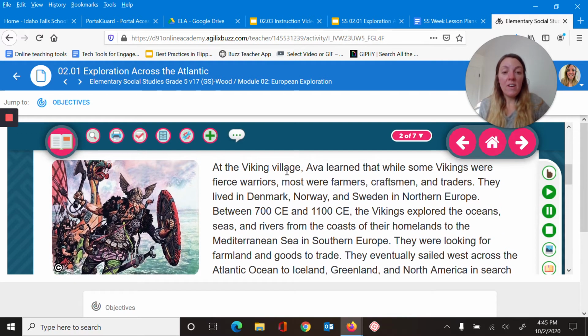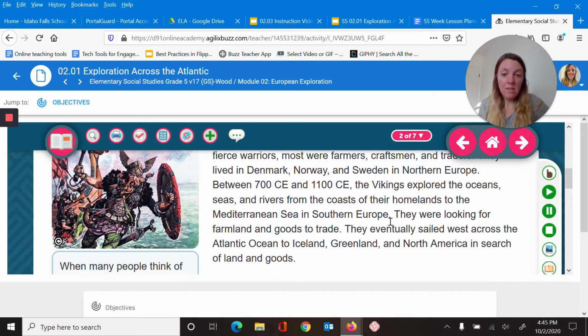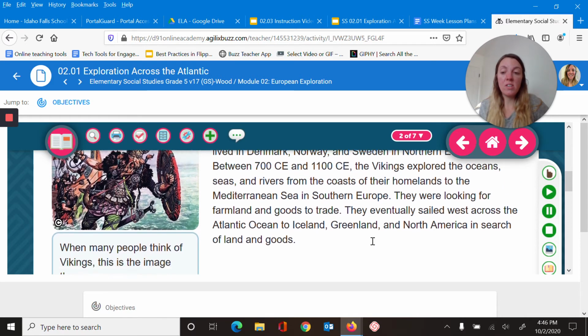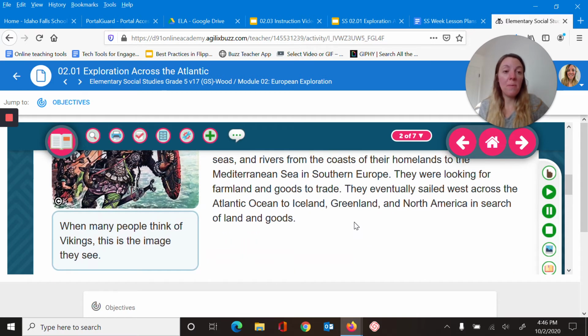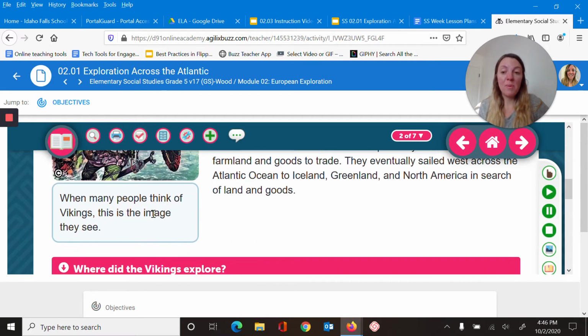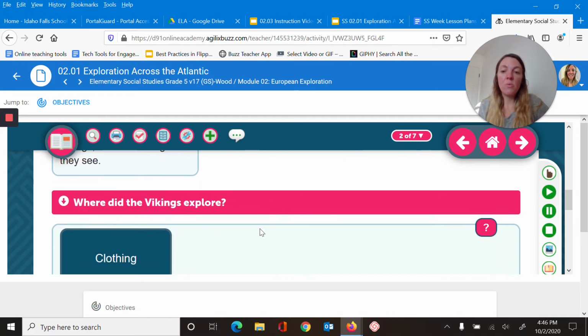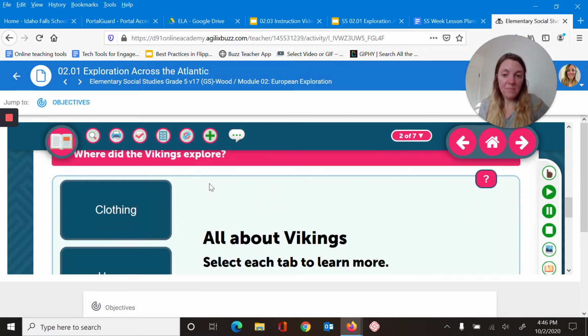So the Vikings came from all across northern Europe. They came from Denmark, Norway, and Sweden, several years before Christopher Columbus had come. And they sailed across the Mediterranean Sea and over through the Atlantic Ocean to America. When many people think of Vikings, they think of an image somewhat like this, like another image I showed you too. So where did the Vikings explore?